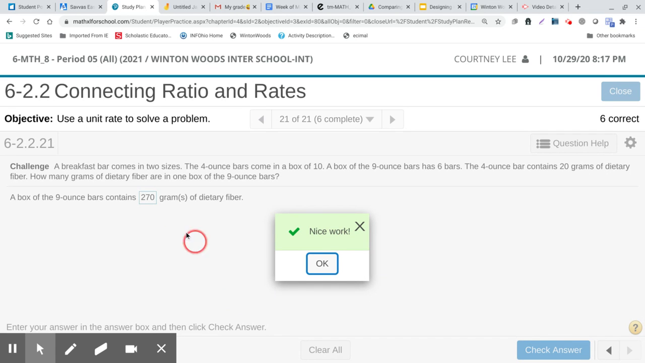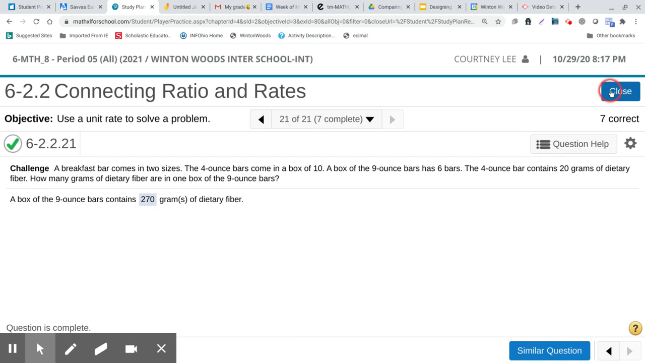Yep. So I found the unit rate from some different information, and then I used that unit rate to find out the 9-ounce bars, but then it says for a whole box, so then I had to take that number and multiply times 6. All right.